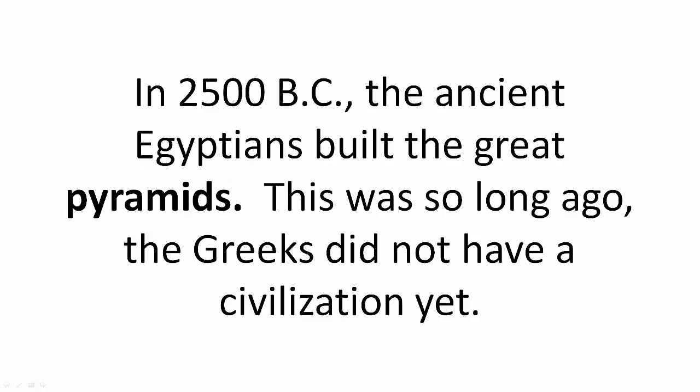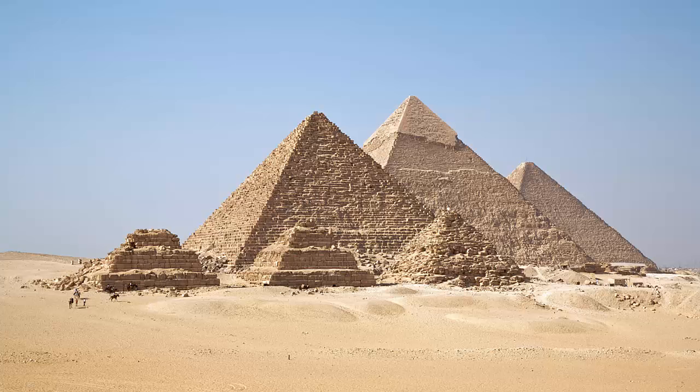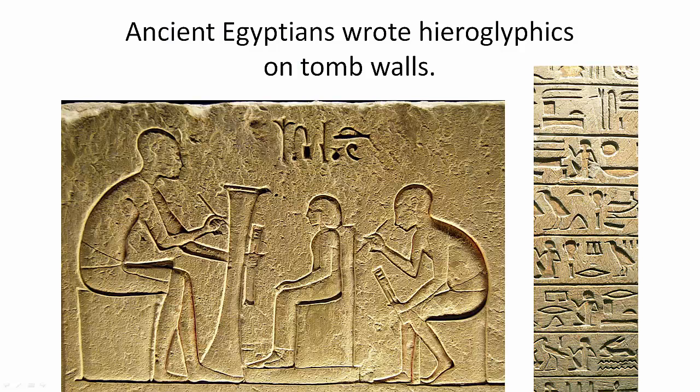2500 BC. In 2500 BC, the ancient Egyptians built the Great Pyramids. This was so long ago, the Greeks did not have a civilization yet. Ancient Egyptians wrote hieroglyphics on tomb walls. So this right here is called hieroglyphics, a kind of writing.